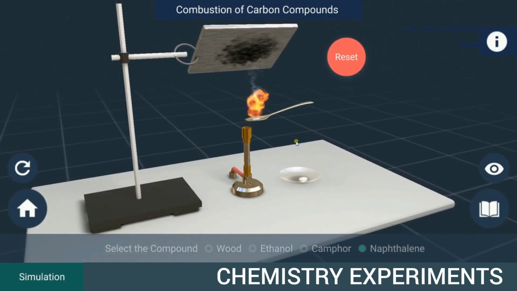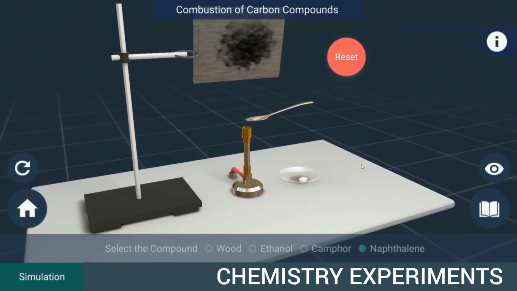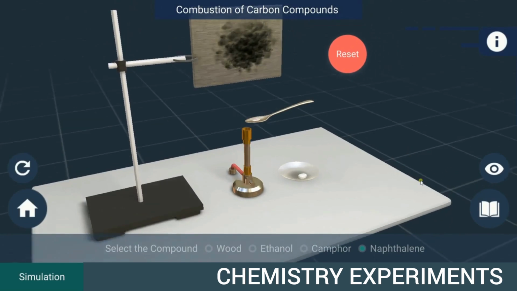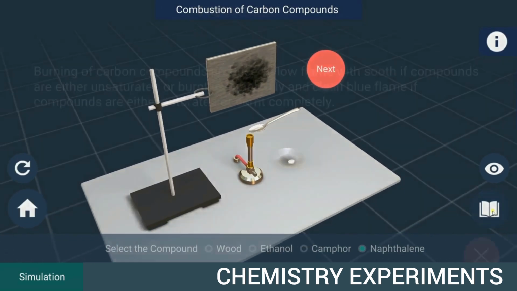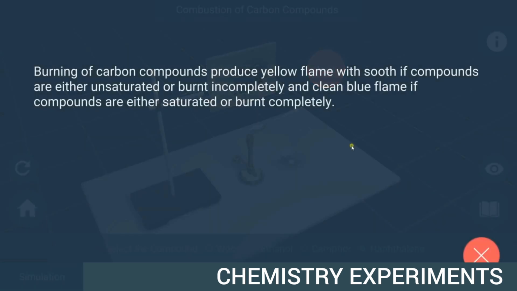From this activity, we can conclude that burning carbon compounds produces a yellow flame with soot if the compounds are either unsaturated or burnt incompletely, and it produces a clean blue flame if the compounds are either saturated or burnt completely.